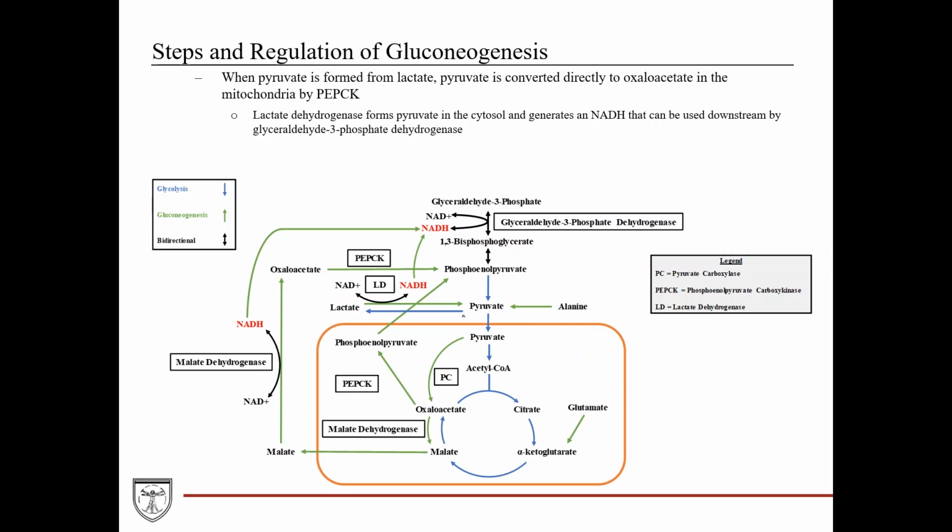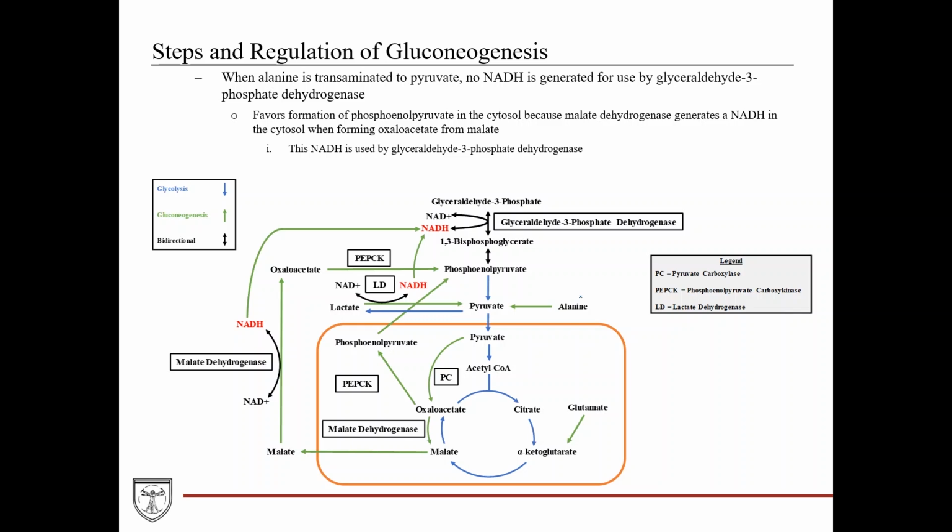So when pyruvate is formed from lactate, we start back over here with lactate. Remember, lactate gets converted to pyruvate via lactate dehydrogenase and produces an NADH that can then go on to be used by glyceraldehyde 3-phosphate dehydrogenase in this conversion of 1,3-bisphosphoglycerate into glyceraldehyde 3-phosphate. And so when you use lactate as your starting point, oxaloacetate can be converted directly into phosphoenolpyruvate within the mitochondria by PEPCK.